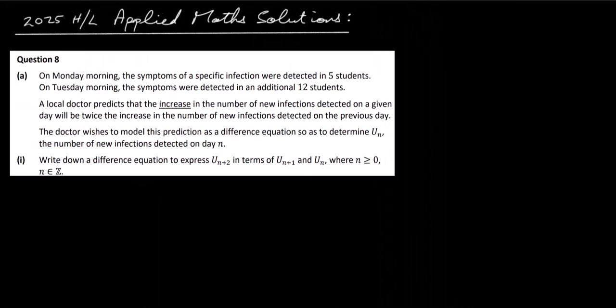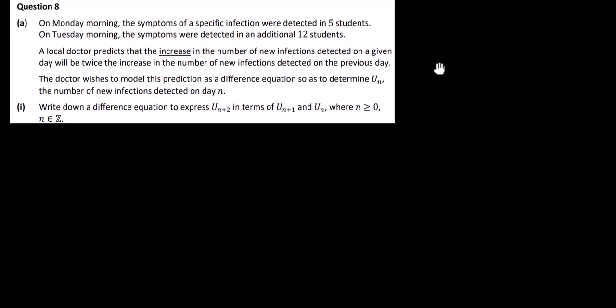Okay, this is the 2025 Higher Level Applied Maths Solutions, question 8. On Monday morning, the symptoms of a specific infection were detected in 5 students. On Tuesday morning, the symptoms were detected in an additional 12 students.